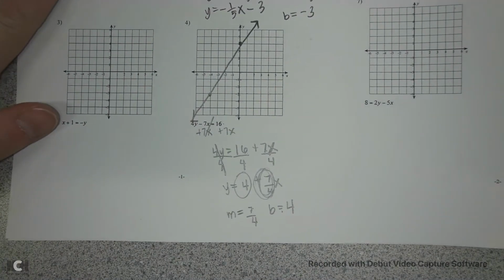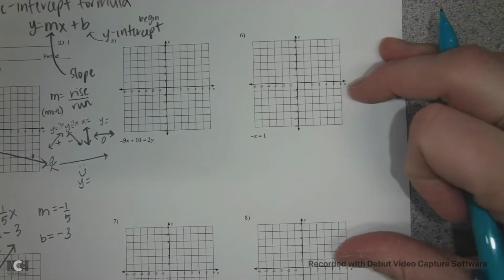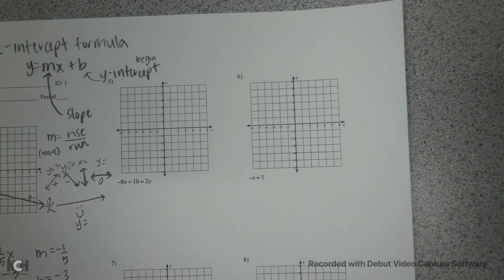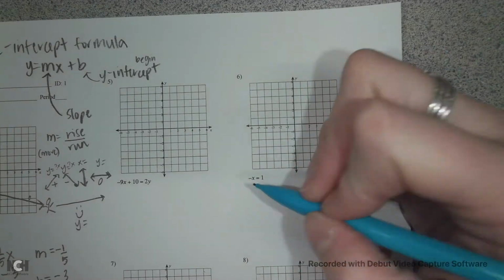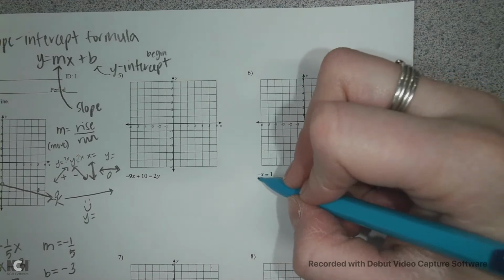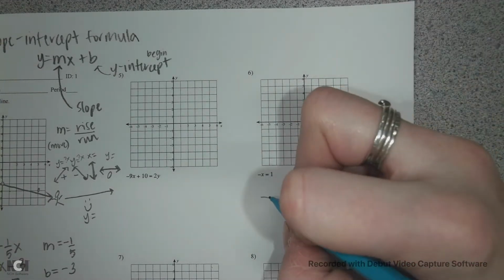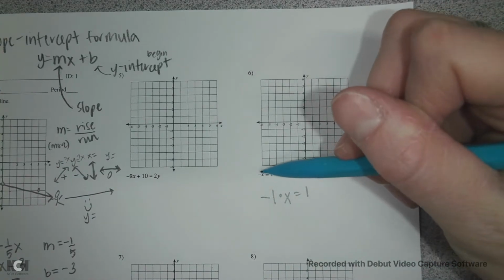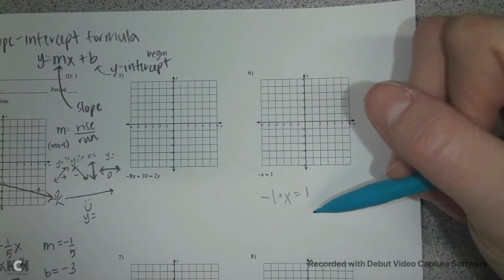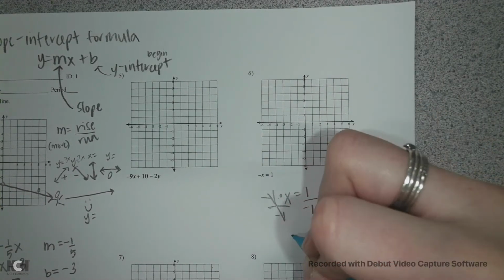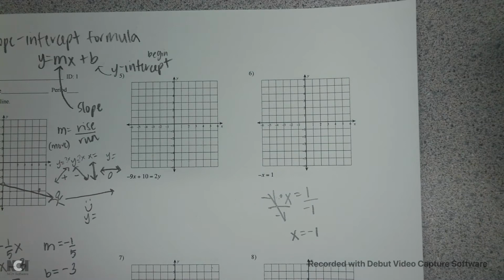Okay, let's try another one. Number 6. This guy has no y. If it has no y, we have to solve for the x. The x is almost by itself, but not quite. So remember, when you just have a minus sign in front, it's really -1 times x equals 1, because any number in front of a variable is getting multiplied. So to get this x by itself, we're going to do the opposite. So we divide each side by -1, and x is equal to -1.